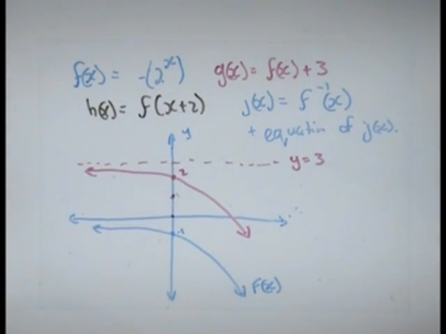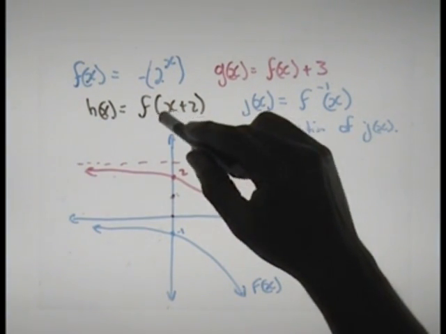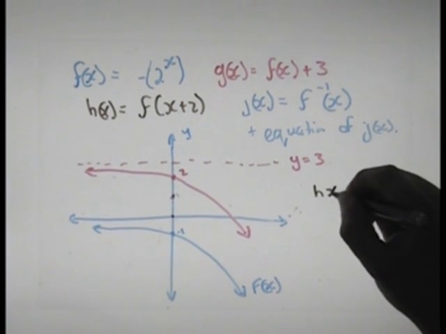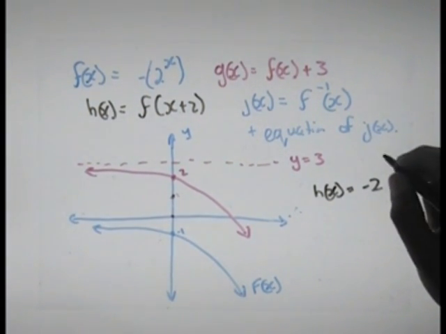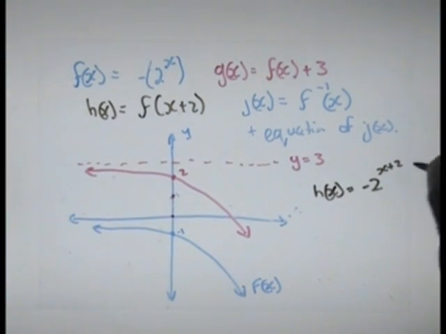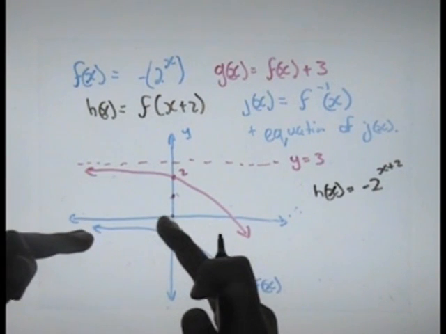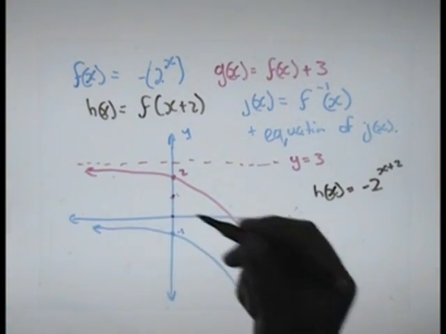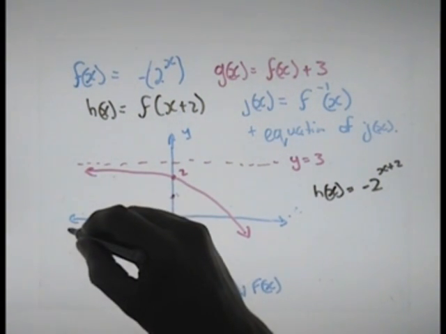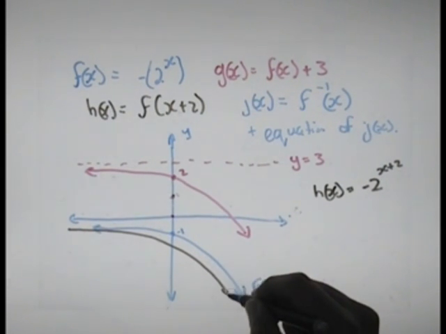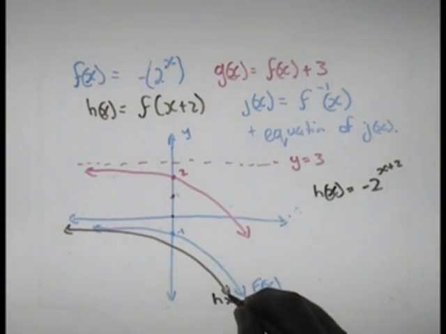We are now going to look at the graph h of x. Now h of x is f of x plus 2, which means that it's still our f of x graph, except it's been shifted 2 units to the left, which means essentially that h of x's equation is equal to negative 2 to the power x plus 2. All we are doing is taking this graph and shifting it 2 units to the left, which means that our graph will now look like that. And that's the graph h of x.